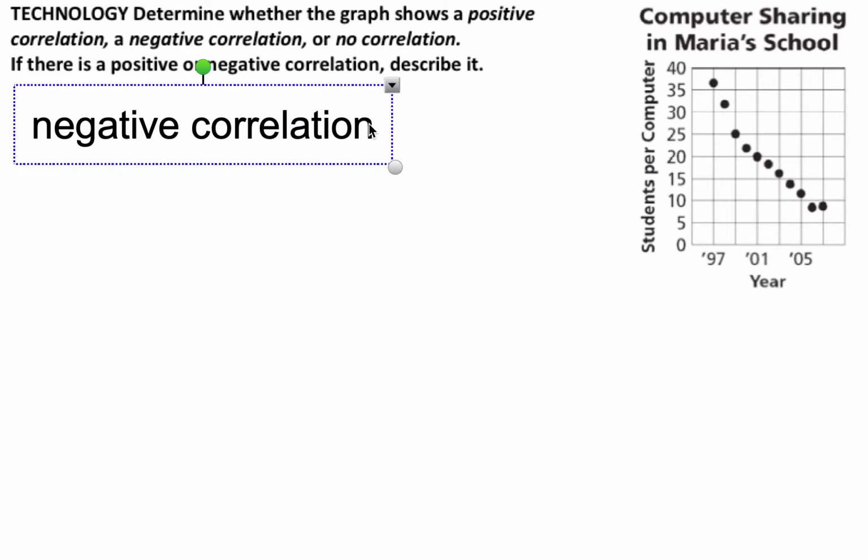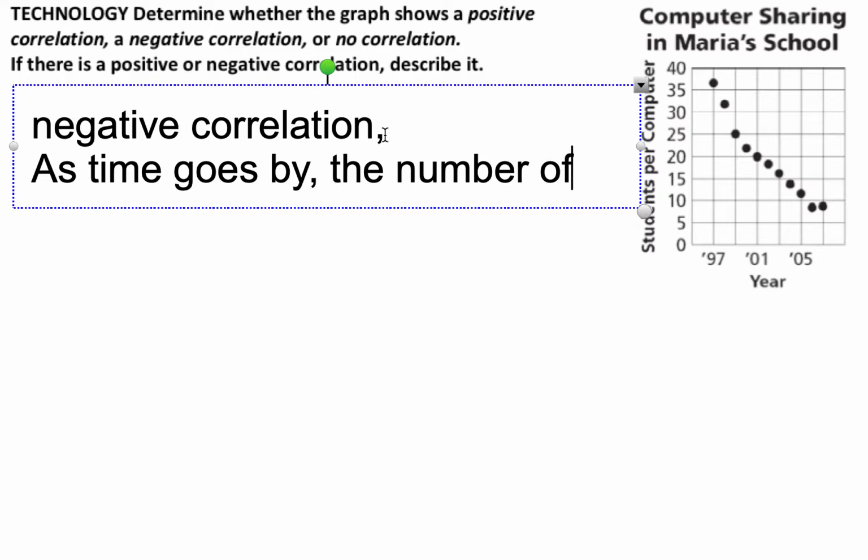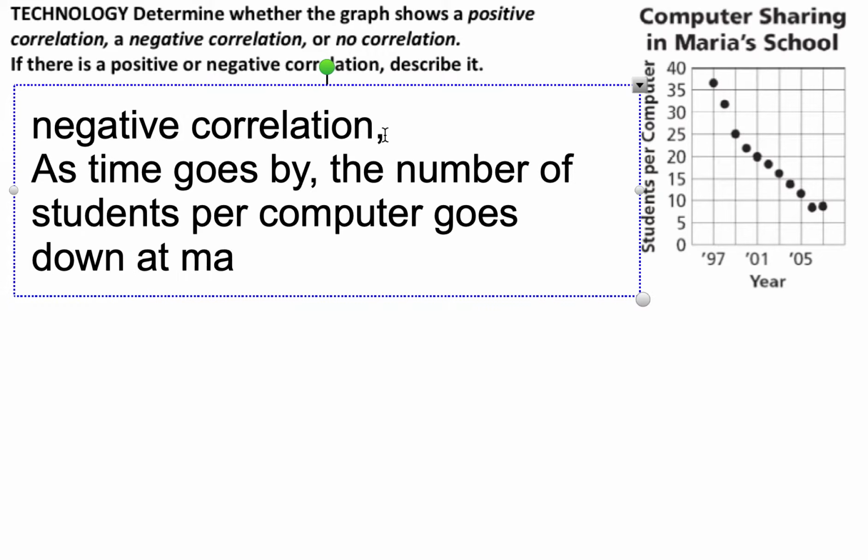So this is a negative correlation, and let's describe it. So as x increases, x is the year. We wouldn't usually say as the year increases, we'd say as time goes by, the number of students per computer goes down at Maria's school.